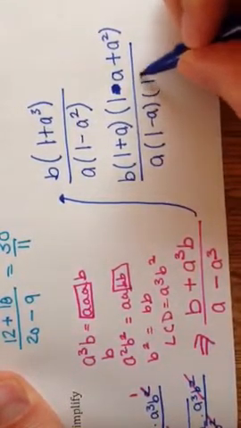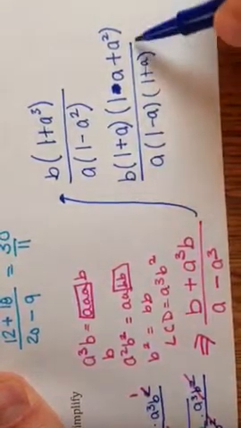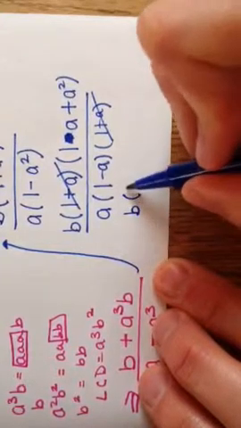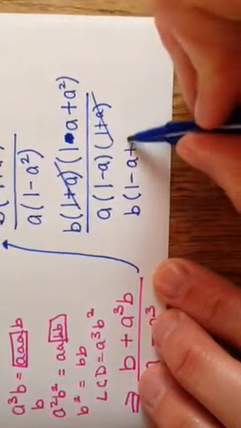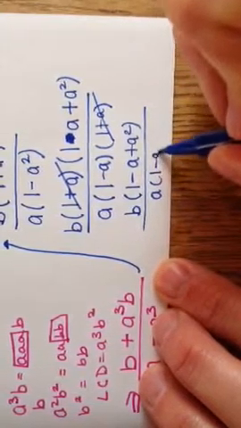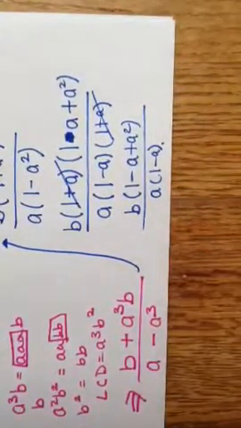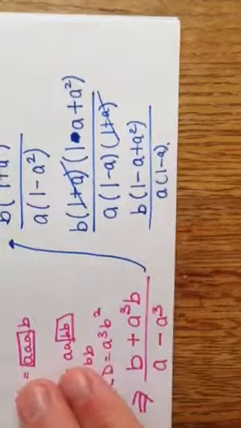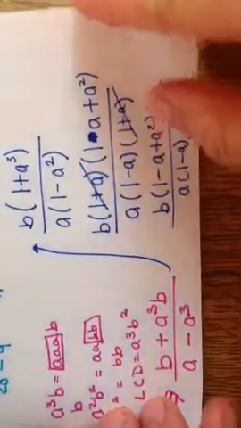minus a, 1 plus a, so our 1 plus a's cancel out, and I'd be left with b times 1 minus a plus a squared over a times 1 minus a. Okay, so again, you're not finished until you can factor out no more. So anything in common can only be 1 between your terms.